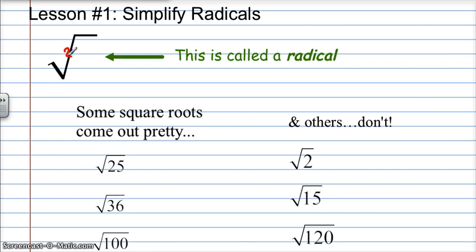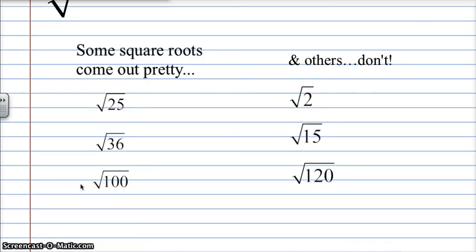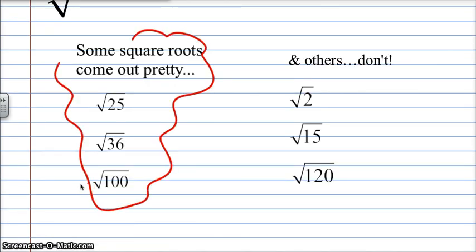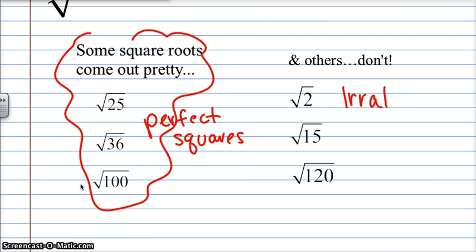Sometimes when we use radicals or square roots here, they come out pretty. They're referred to as perfect squares. Others don't come out pretty. If you were to take the square root of 2, the square root of 15, the square root of 120, you'd get a decimal. So these ones don't come out so pretty. So these are referred to as irrational numbers because the decimal that you get doesn't end and doesn't repeat.